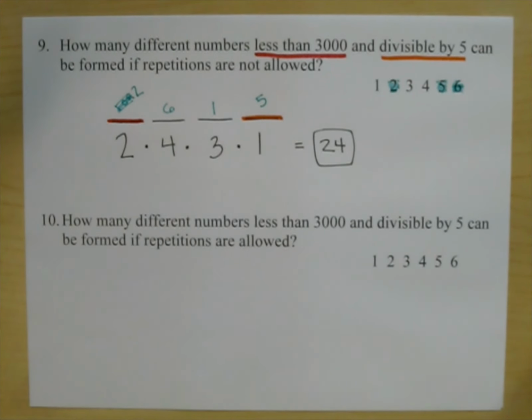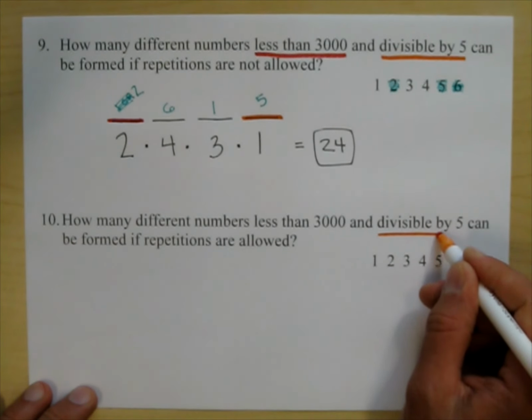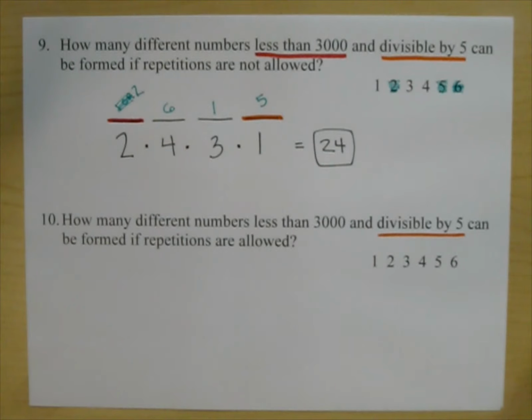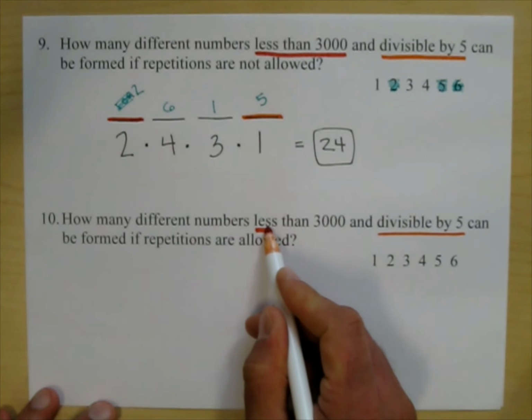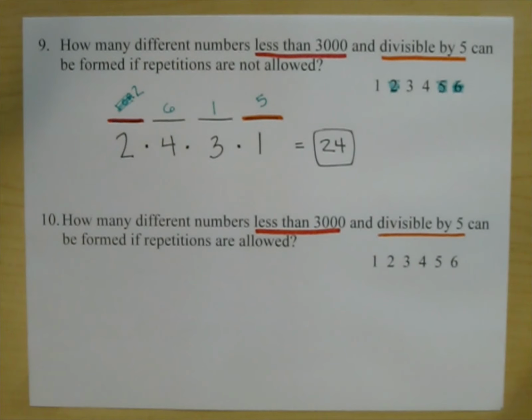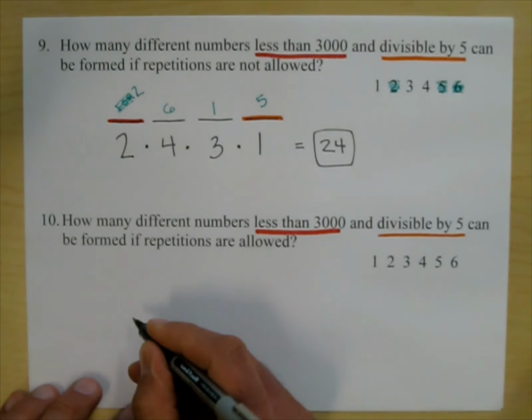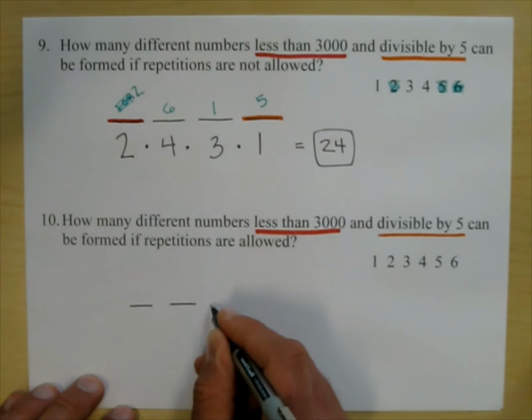One more problem to do in this section and then we'll get to the puzzle. It's the same type of problem, except repetitions are allowed, which in some ways makes it a little simpler. Less than 3,000. Okay, so I have my 4 slots.